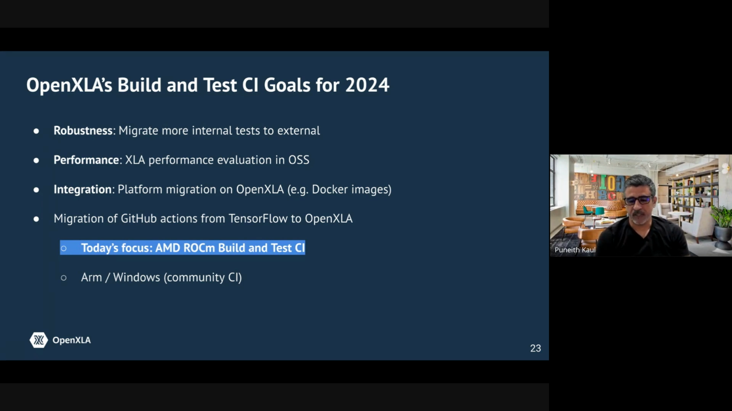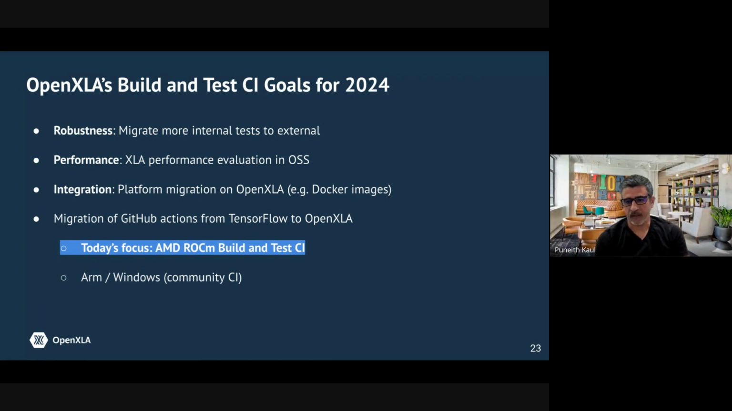Of course, performance is key. How can we do more performance evaluations in OSS? We'll talk a little bit about that. Doing a lot of migration of platform, for example, Docker images, which have been historically happening on TensorFlow.